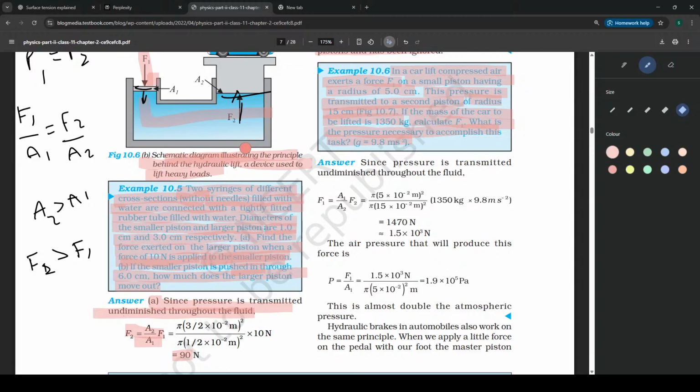Now using that equation, since pressure is transmitted undiminished throughout the fluid, F1 equals A1 by A2 times F2, which is equal to 1470 newtons, or 1.5 into 10 power 3 newtons.